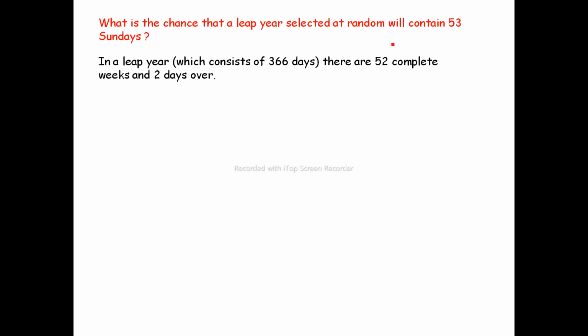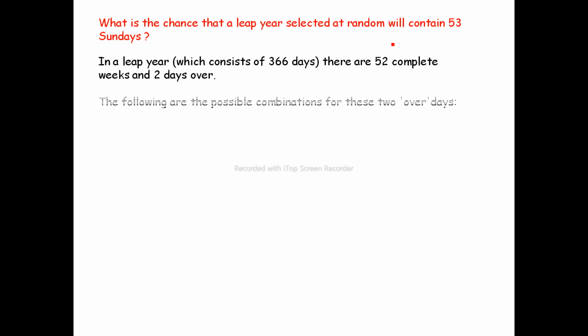Okay, now 52 complete weeks means we have got 52 Sundays also. So what is the possibility that in the extra 2 days Sunday should also occur, and in that particular leap year there should be 53 Sundays? Okay, so this probability you need to calculate: the probability of a leap year to contain 53 Sundays.